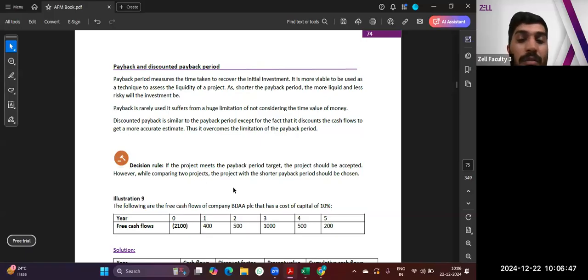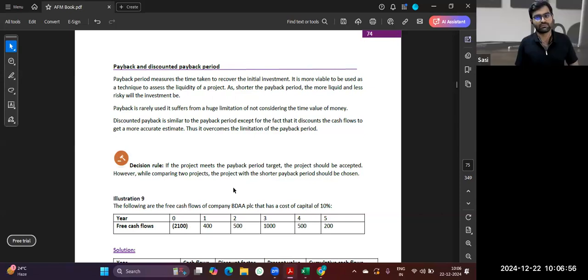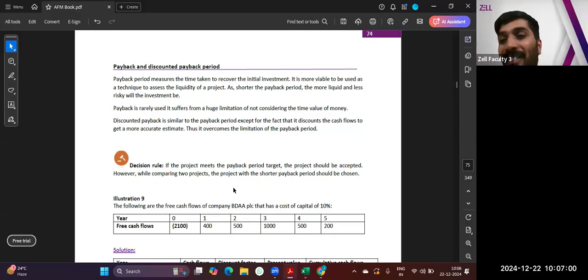Is there anyone who doesn't know? How do you make a decision in payback period? Lower is better. But lower than what? Lower than what?